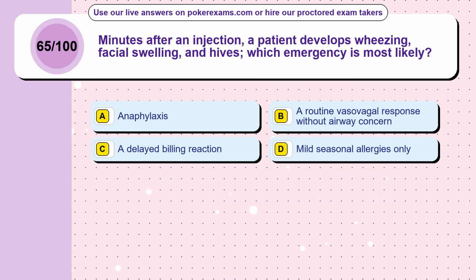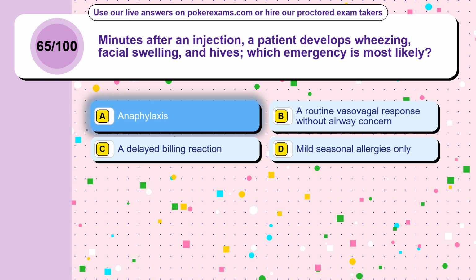Question 65. Minutes after an injection, a patient develops wheezing, facial swelling, and hives. Which emergency is most likely? Option A. Anaphylaxis. Option B. A routine vasovagal response without airway concern. Option C. A delayed billing reaction. Option D. Mild seasonal allergies only. The correct answer is option A.